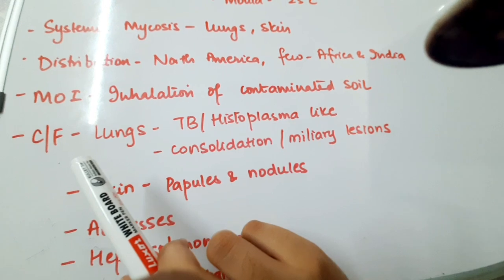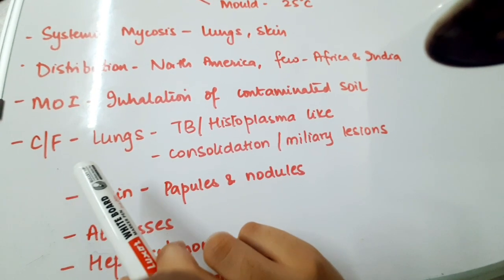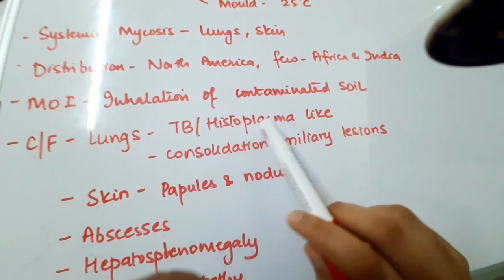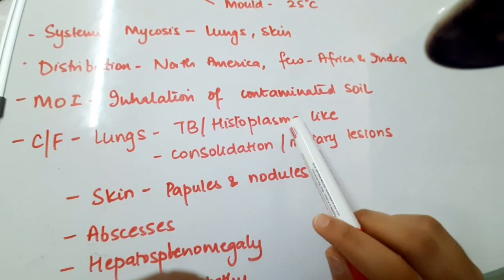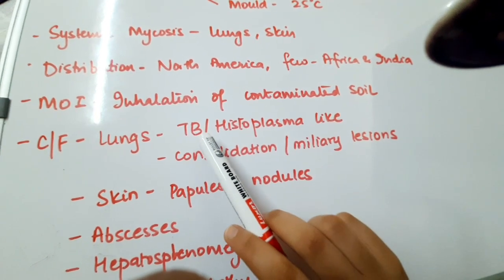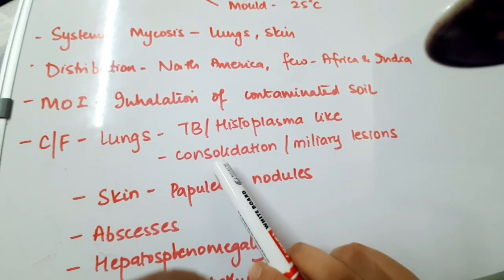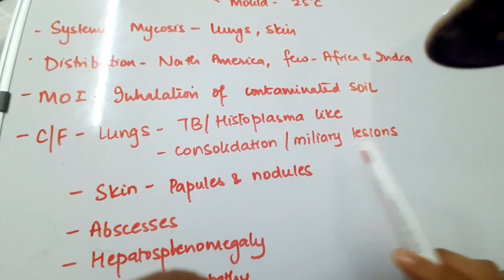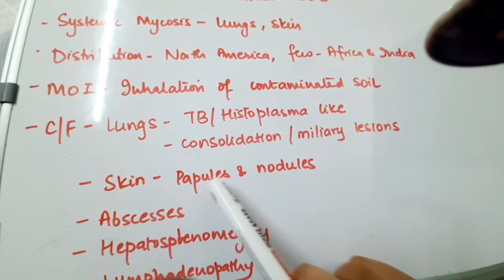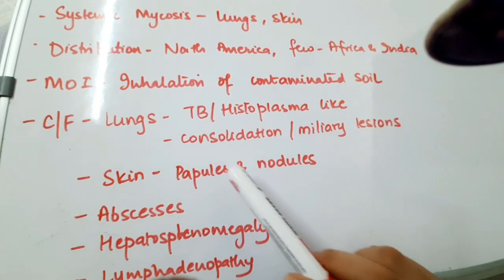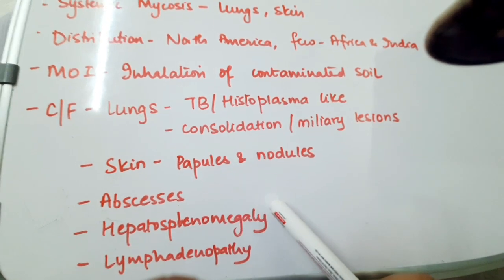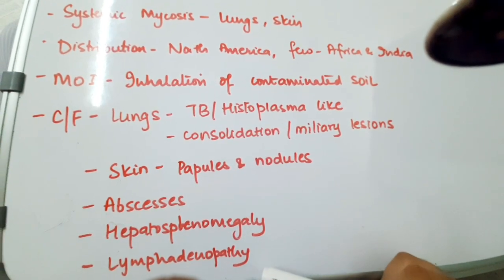Most cases are asymptomatic, but when symptoms do exist, the lungs will be involved, causing a TB or a histoplasma-like disease. So that is what the patients with blastomycosis will present with, a TB or histoplasma-like disease, where there will be consolidation or miliary type of lesions. If you look at the skin, there will be papules and nodules on the skin. A more disseminated form of the infection will lead to abscesses, hepatosplenomegaly, and lymphadenopathy.